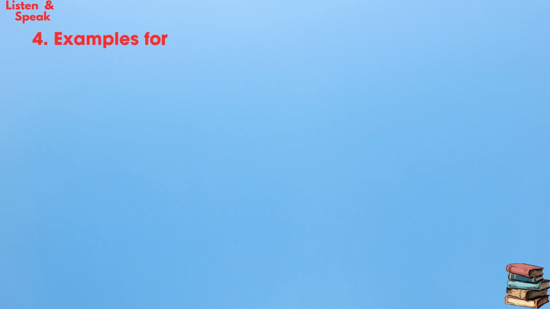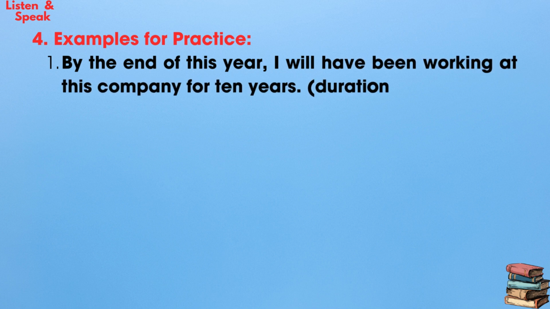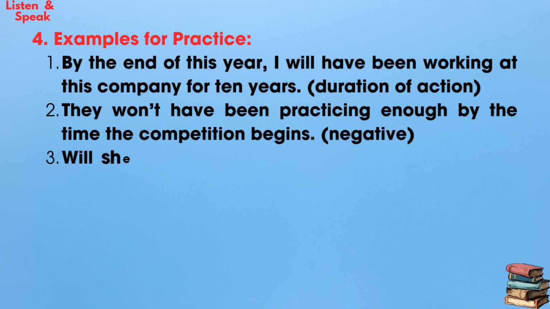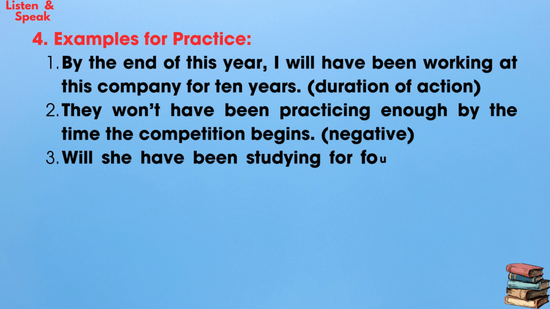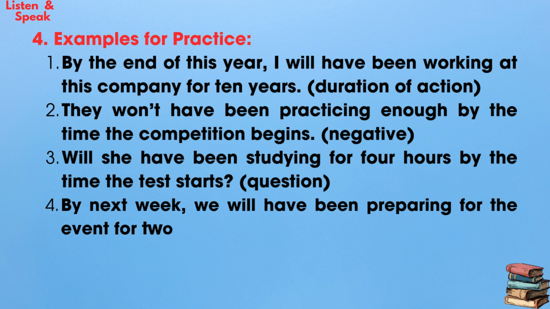4. Examples for practice. 1. By the end of this year, I will have been working at this company for 10 years. Duration of action. 2. They won't have been practicing enough by the time the competition begins. Negative. 3. Will she have been studying for 4 hours by the time the test starts? Question. 4. By next week we will have been preparing for the event for 2 months.